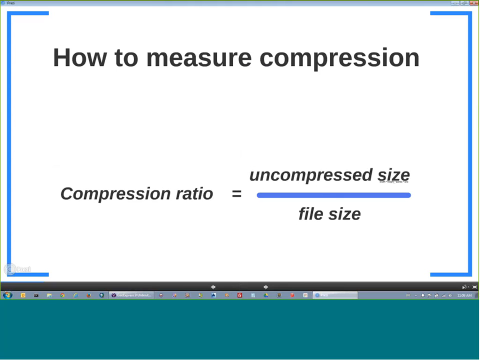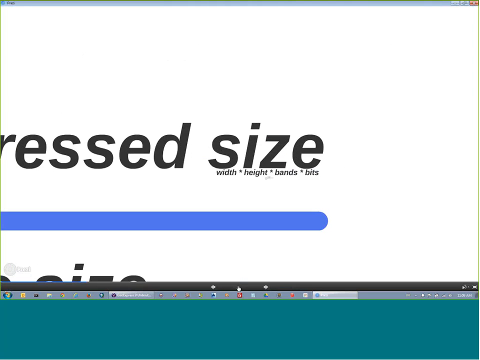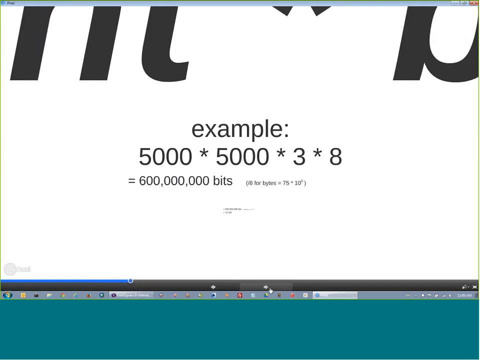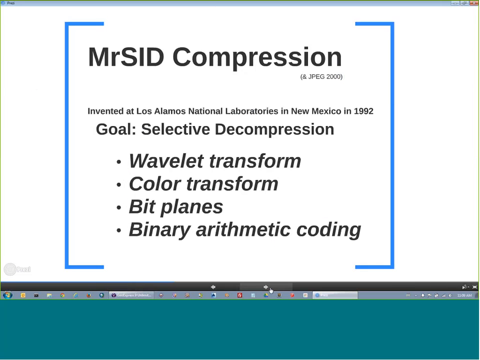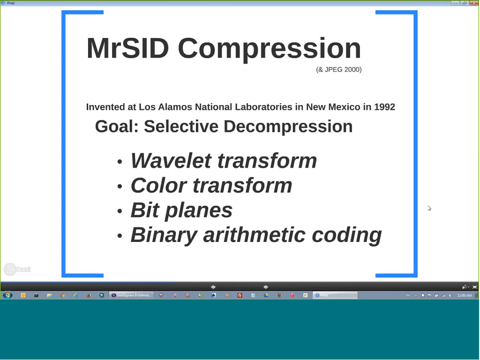And if the size on disk that it takes up is not 75 megabytes, then that file is compressed. If it's lower than 75 megabytes, we have a compressed file there. So there's a lot of different ways to accomplish a smaller file size and get a compression ratio. And we're going to look at MrSID compression, and we're going to go in depth. And this also applies mostly to JPEG 2000 as well.